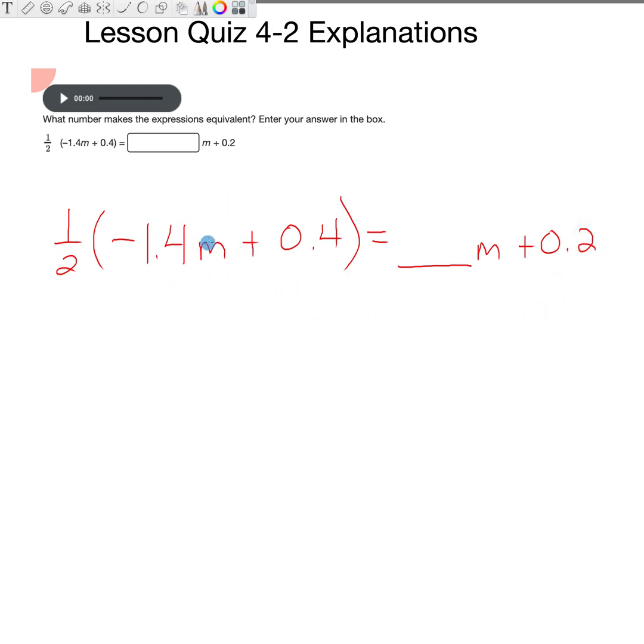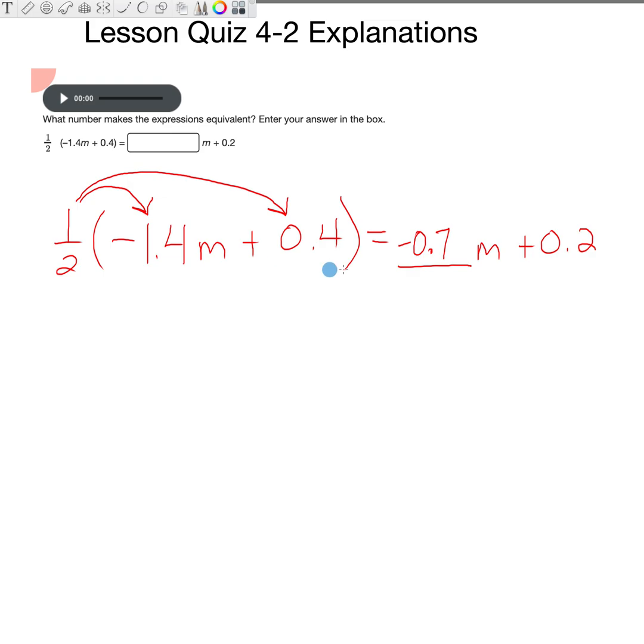And if we notice, there's parentheses here, but not over here. And so what has happened is the distributive property has been used. The distributive property says this number times that, and this number times that. So if we look at it, this plus 0.2 that's in my problem right here is half of 0.4. That's where that 0.2 is coming in. So this number that's in front of the m is going to be half of negative 1.4. Well, half of negative 1.4 is negative 0.7.